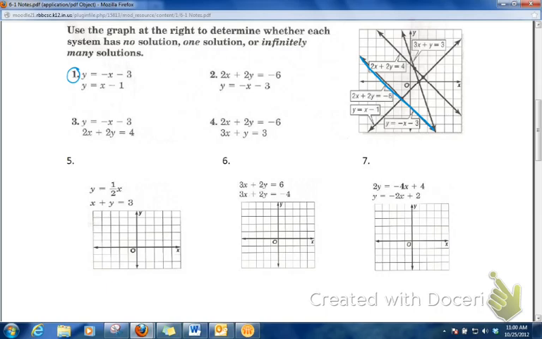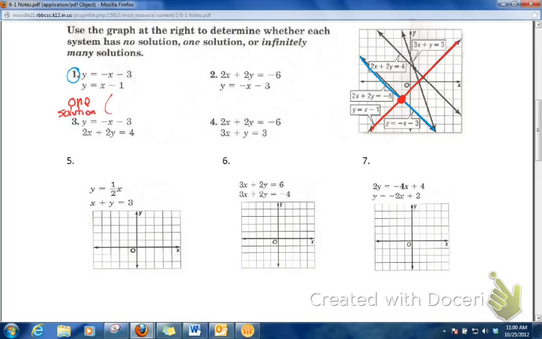And then the second line is y equals x minus 1, and it looks like they're talking about this line right here. With these two lines, they cross at one spot here. So that means that these two lines have one solution.